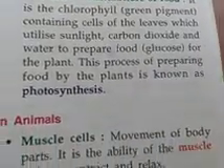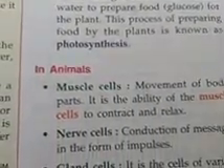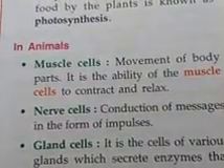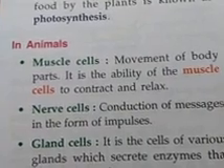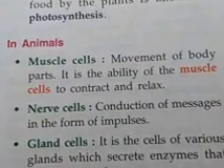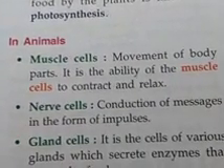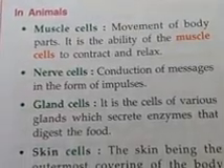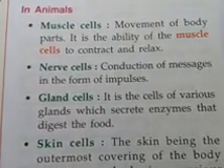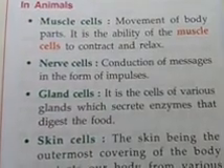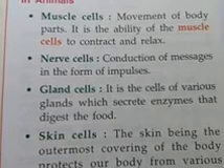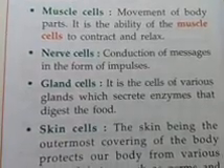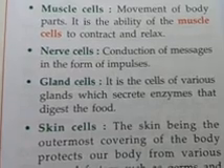Let us consider the animals. We all move about. Who helps? It is the muscle cells which contract and relax and help the body in movement. The nerve cells. We all respond to external stimulus. It is the nerve cells that carry the messages to and from the brain and help us to respond.